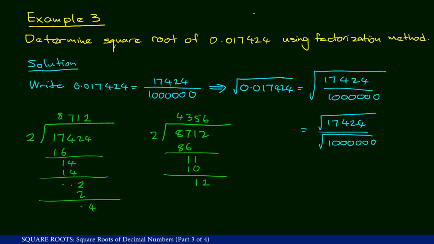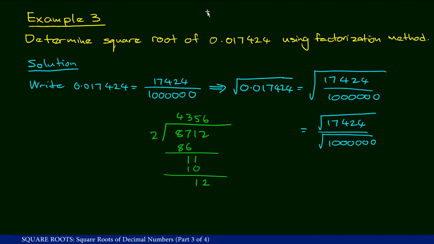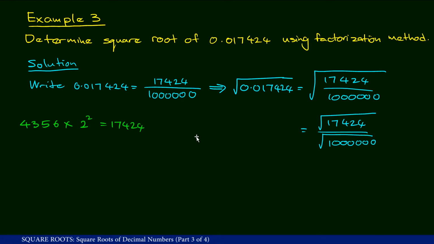Let me just summarize that. Okay, this is also time consuming, as you can see. 4,356 times 2 squared, because we have divided 17,424 by 2 twice. So that is basically 2 squared. So this is equal to 17,424. We still have this number for us to resolve, and it's still an even number. I'm going to divide that number by 2 again, to see whether I can get somewhere with that.